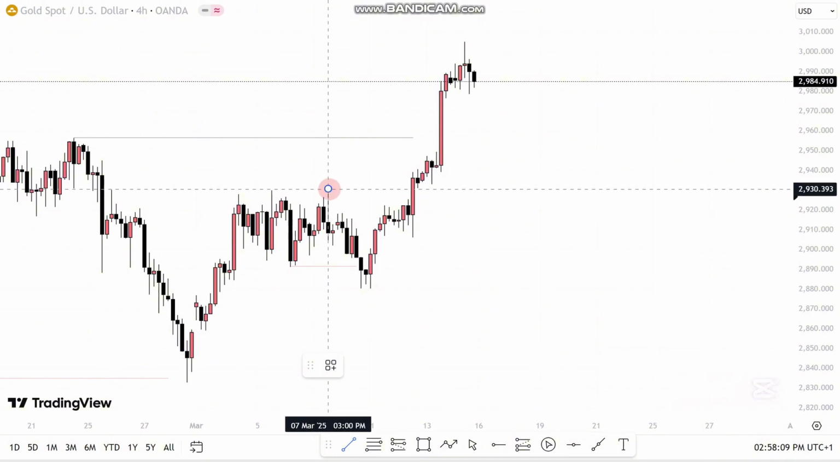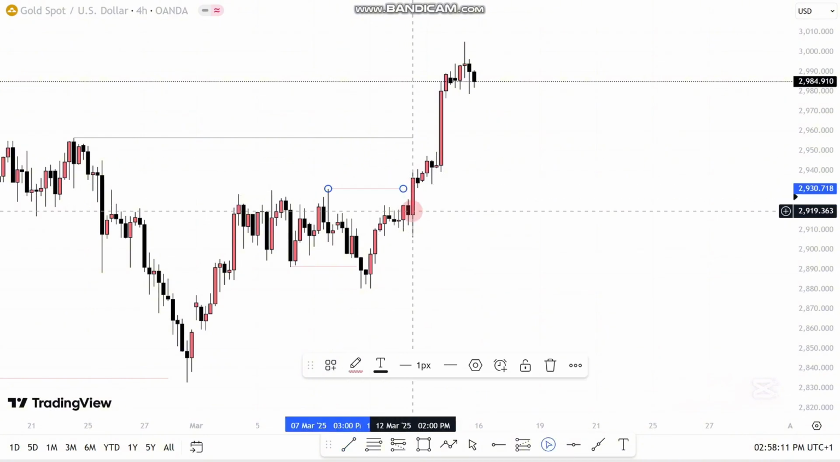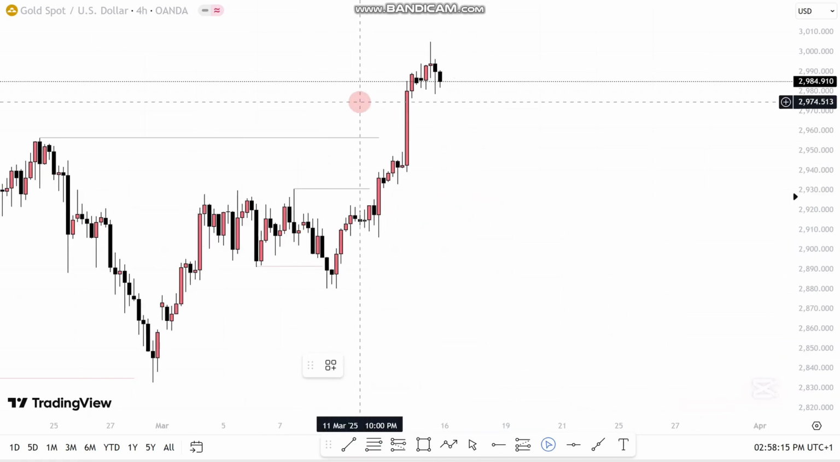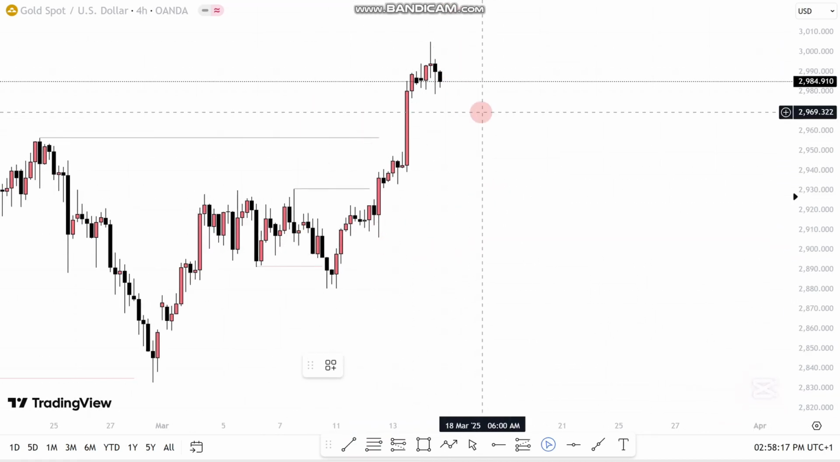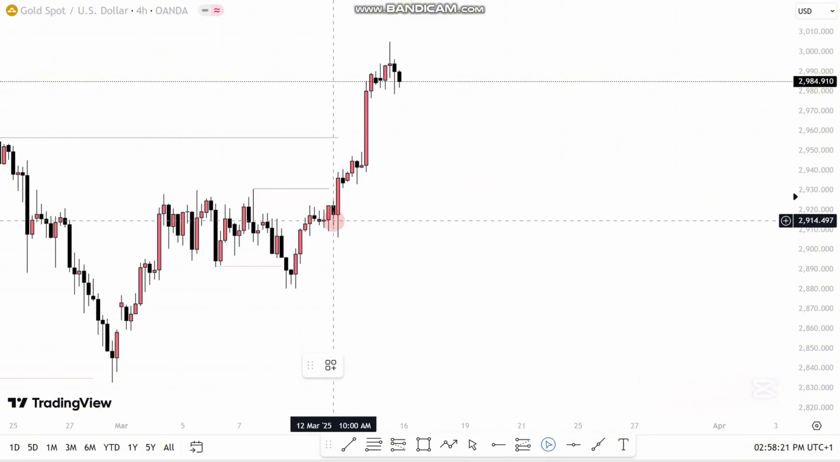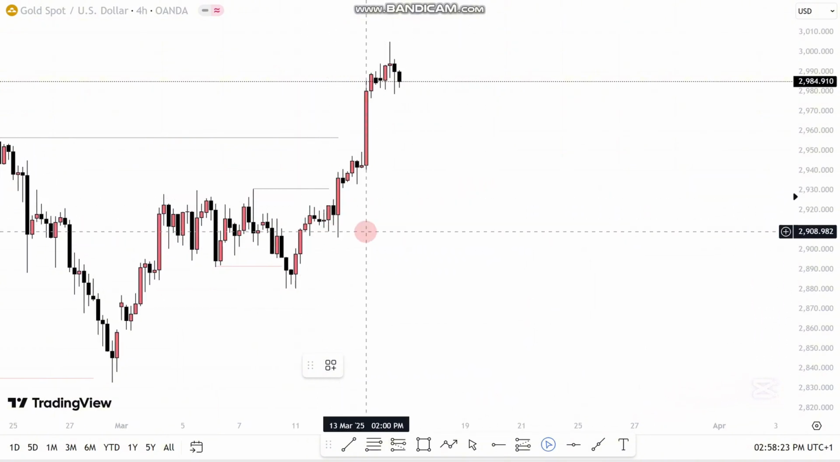Okay, after this BOS, then what next? We should be expecting more buys, right? We should be expecting price to pull back to buy. So after that, gold broke this structure, and it just created some multiple weeks before breaking out this structure. So what should we classify this week?